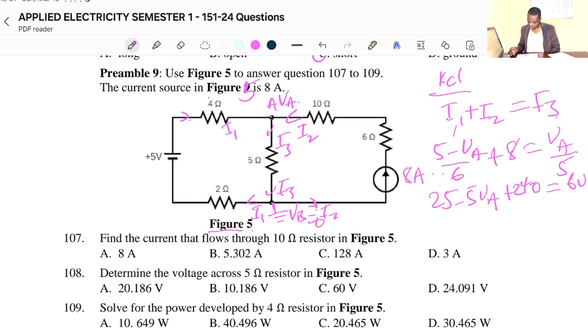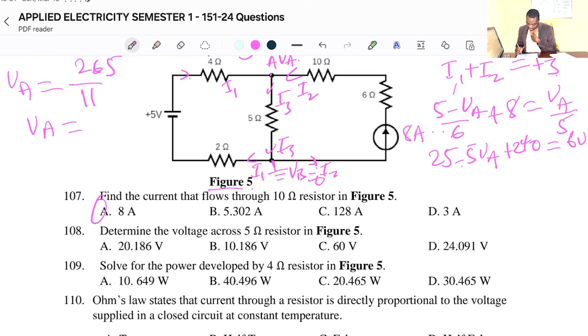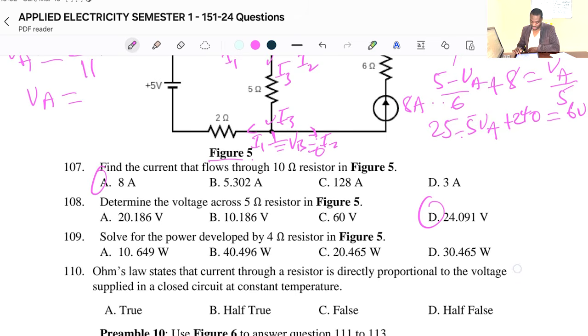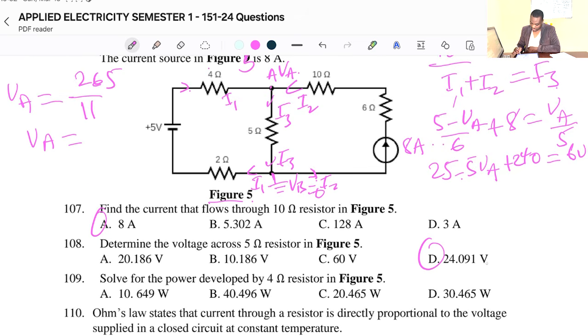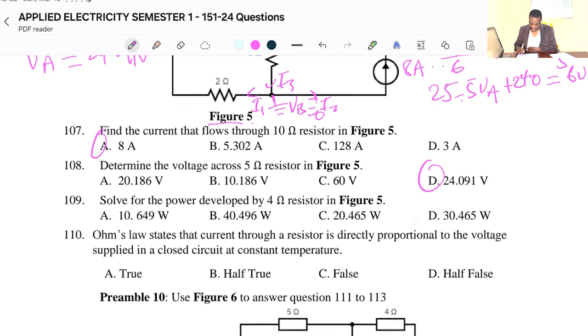With this, we send the 5 VA across the equals sign and it becomes positive. So I can write VA will be equal to 25 plus this, that will be 265 over 11. And VA, when you do that, you get the answer to be 24.091 volts. Now we go to the next one.